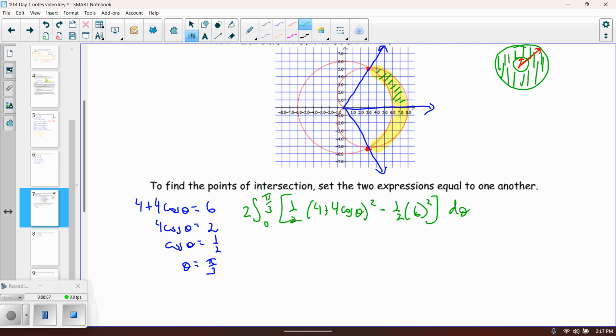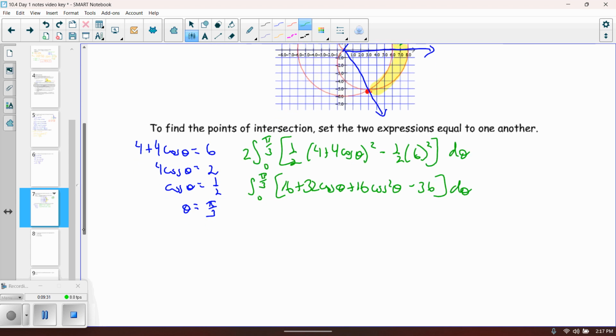The nice thing is that 1/2 can be factored out of both terms. Pull that constant out to the front. It gets rid of our 2, so that's really nice in this case. We are going to have to distribute the 4 plus 4 cosine theta, squaring it. So we get 16 plus 32 cosine theta plus 16 cosine squared theta. And then don't forget to square the 6, so we get minus 36 d theta.